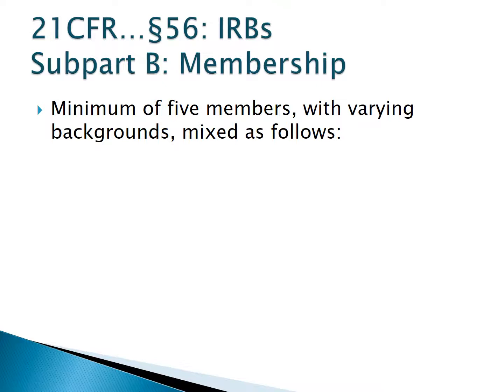There is a minimum of 5 members required. You can have way more than 5 members. The Health Science Center has a huge number of people on their IRB because it's very busy. So you have to have at least 5 members, and they have to have varying backgrounds. One has to be a scientific member. You need at least one person to understand the basis of the research that's being reviewed.